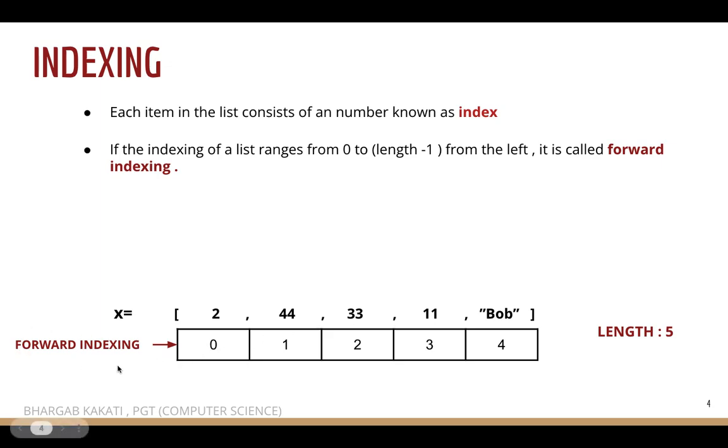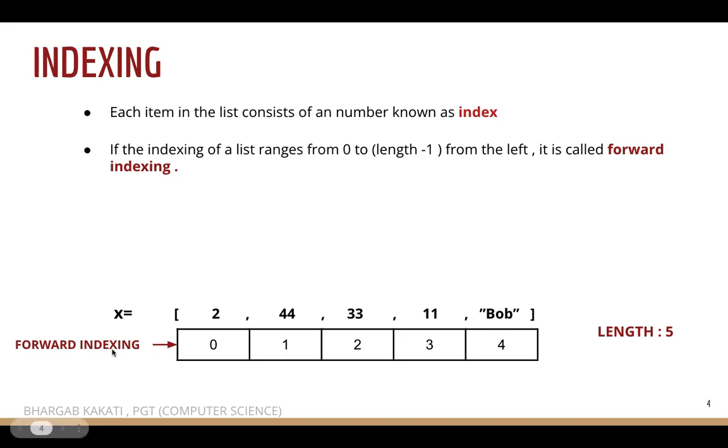So if I consider forward indexing, it starts from the left and it starts with 0 to length minus 1. That means it will begin from 0 to 4. So the numbering will be 0, 1, 2, 3 and 4. And this is known as forward indexing.